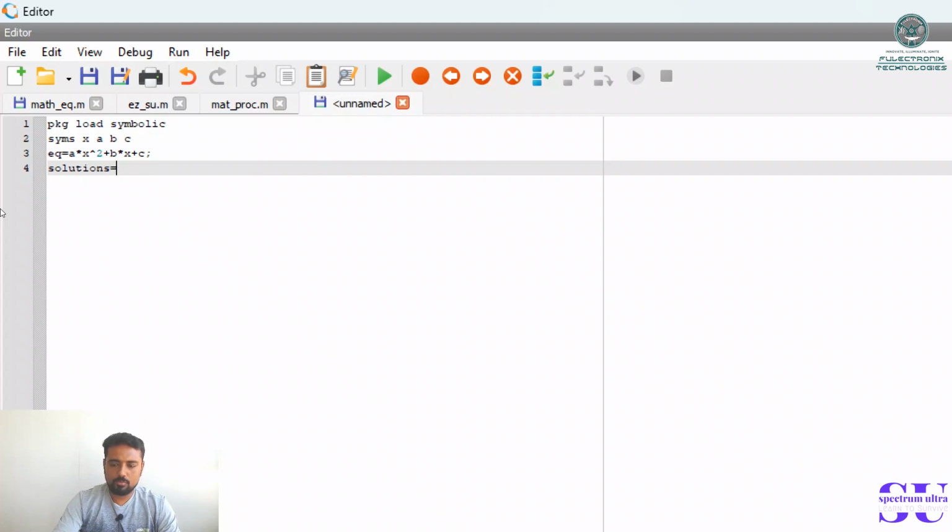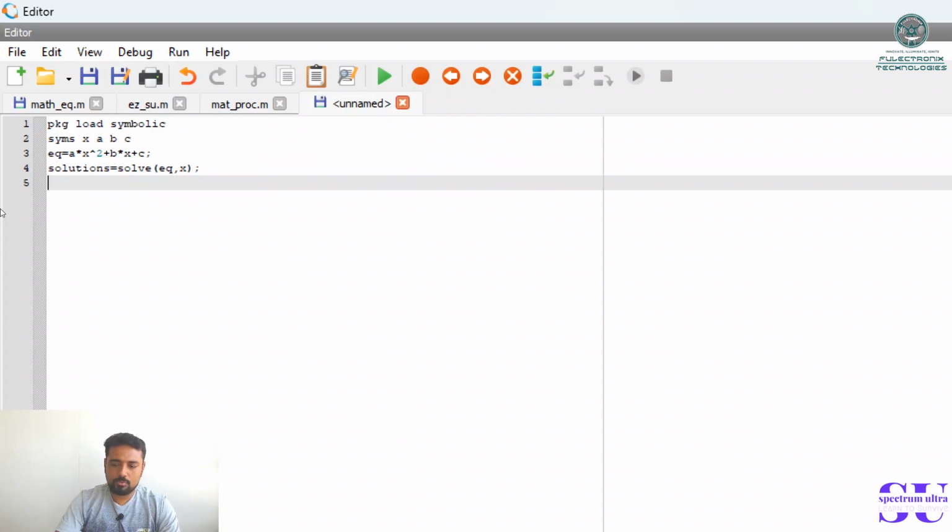Then we use the command solve, and we give the equation as input. We have to solve this equation with respect to x, so we solve it for x. This is very important, because sometimes you need to solve it to find some other values also. You have to declare what you want to solve it for.